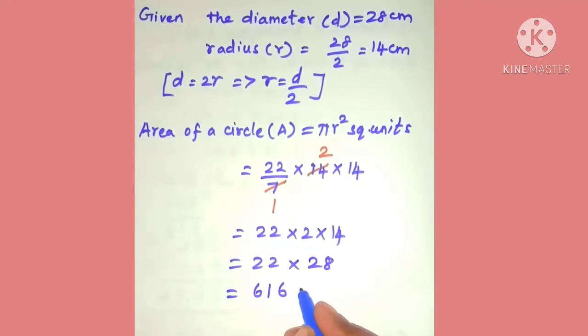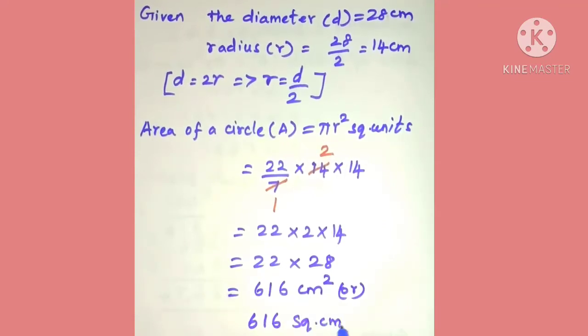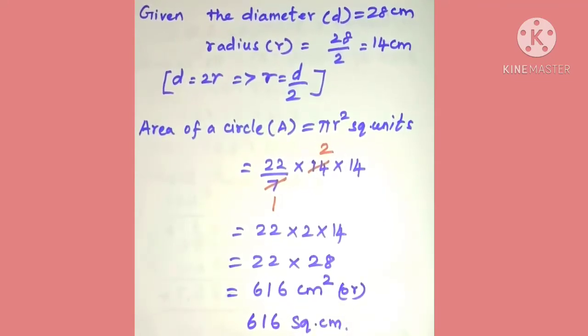So what is the square units? Here the square unit is centimeter. So centimeter square, because area is in the square unit. So centimeter square, or you can write it as 616 square centimeter. So area of a circle, area of a hula loop is 616 square centimeter.